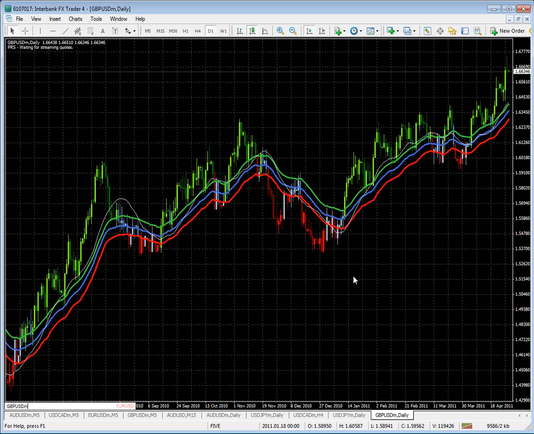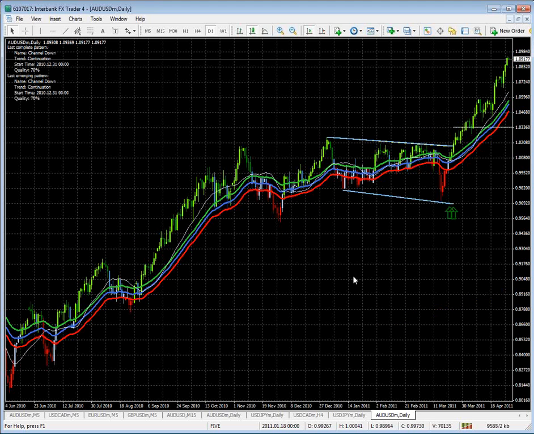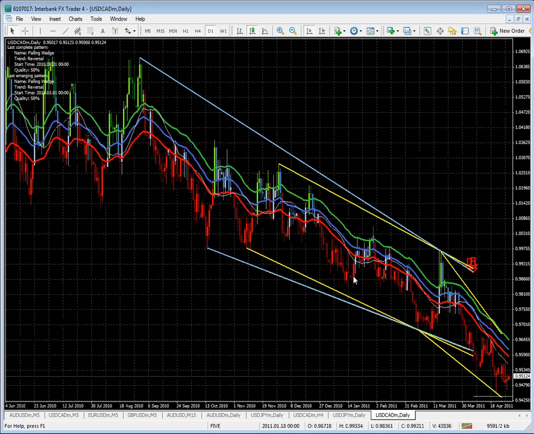But when you compare the cable to, for example, the Aussie, completely different discussion, right? The Aussie is much more established than, say, the cable. Or take a look at the Canada. There's definitely more of an established downtrend on the Canada. But you look at the trends on the Swissie and the Euro right now, very clear directional bias.